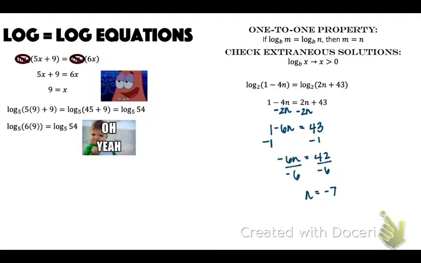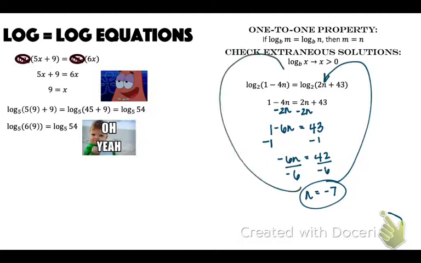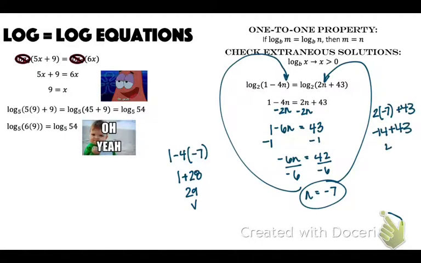Okay. And then we'd have to double check this. So I'm going to take this and plug it in here, and plug it in here. So I have 1 minus 4 times negative 7, which is 1 plus 28, which is 29. So that's positive and we're good. We have 2 times negative 7 plus 43. So that's negative 14 plus 43, which equals 29. So we are good.